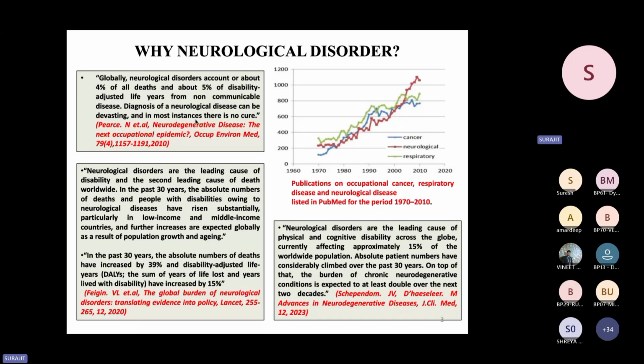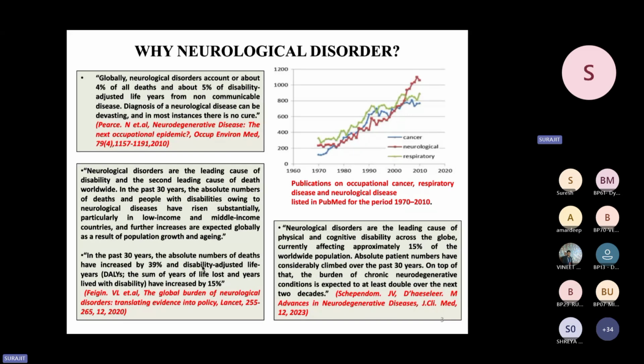But there is no diagnosis and very little cure. Later, in 2020, neurological disorder became the leading cause of disability and the second leading cause of death worldwide. In the past 30 years, the absolute number of deaths had increased by 39%, and the disability adjusted life years had increased by 15%. It was published in Lancet 2020.